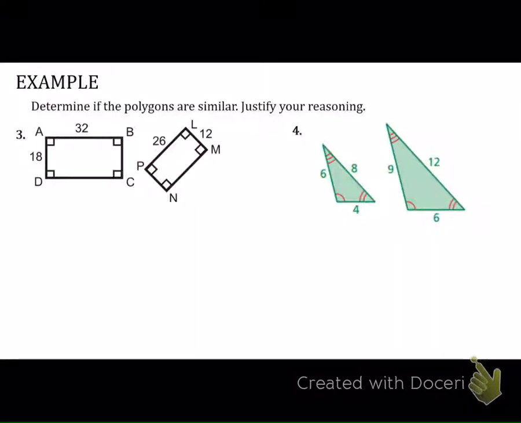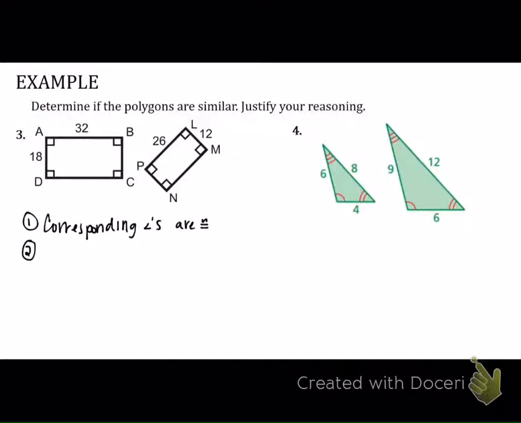All right, determine if the polygons are similar and justify your reasoning. So, are corresponding angles congruent? Yes, they are all 90 degrees. Every angle in that is 90 degrees. So, corresponding angles are congruent, but the problem here is we really don't know which angle corresponds to which angle because they're all 90 degrees.